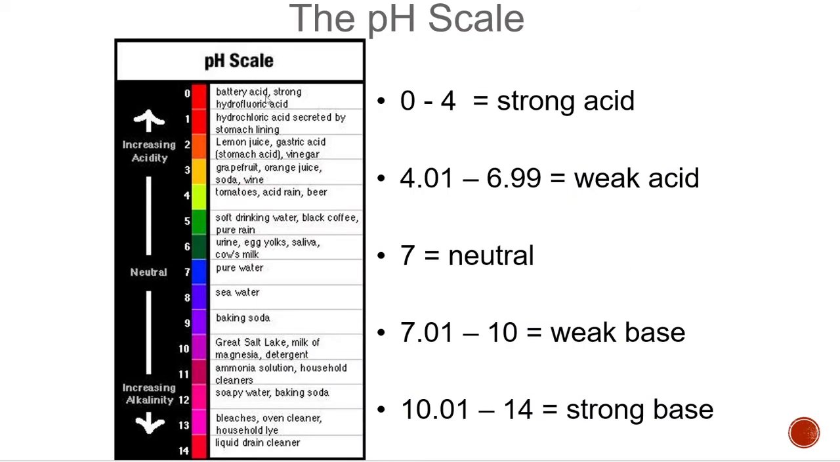Here's a big scale of all kinds of different things. And 7 is what we consider absolutely neutral. Neutral is pure water. In pure water, we don't have any separation of the hydrogen and hydroxide ions. What kind of water am I talking about? I'm not talking about the water that comes out of your tap. I'm talking about water you can buy. It's called distilled water, which means all other ions are removed.